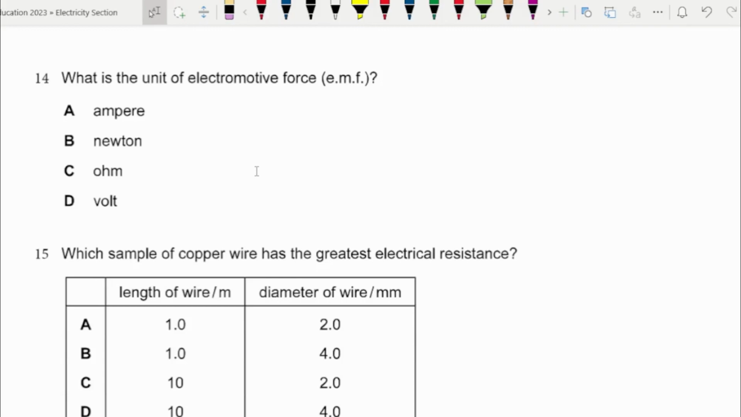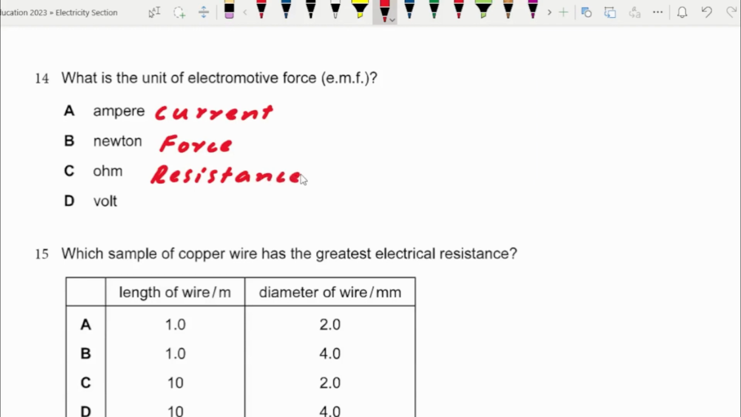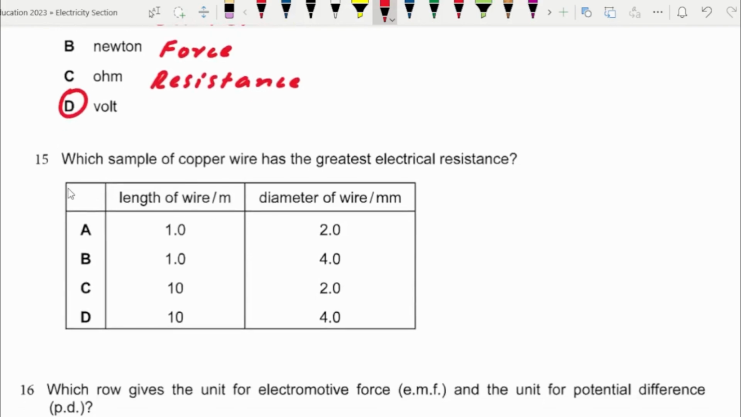What is the unit of electromotive force, EMF? Amperes is the unit of electric current. Newtons is the force. It can be any kind of force: magnetic, electric, electrostatic, any kind of force. Ohms is the resistance. And the last one, volt, is the unit of electromotive force.